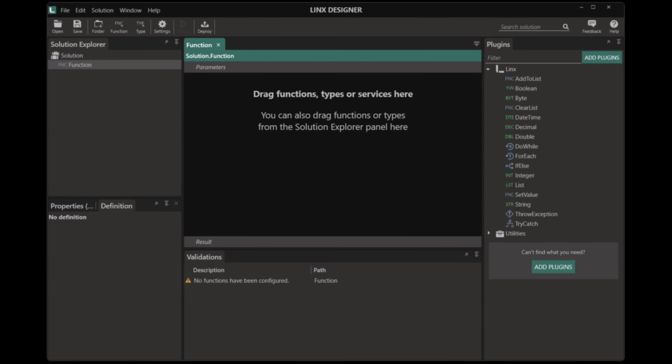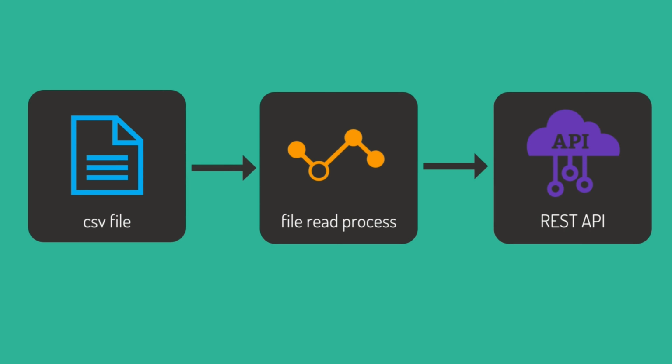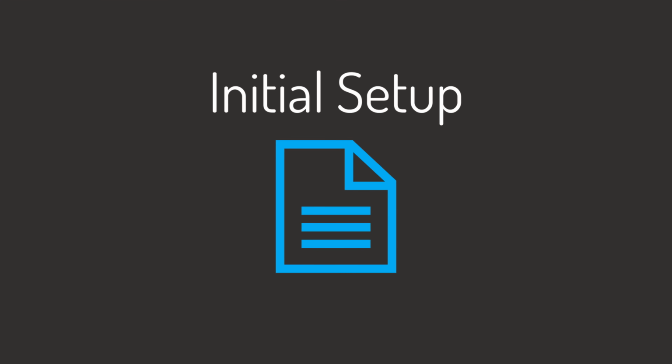Now that we've seen the Linx Designer, let's build a quick little solution to see how Linx can be used. For this video, let's build a very simple file importer that will read the data from a CSV file and make it available via REST API. This solution, along with the CSV file I'm importing, will be available for download if you want to tinker around with it.